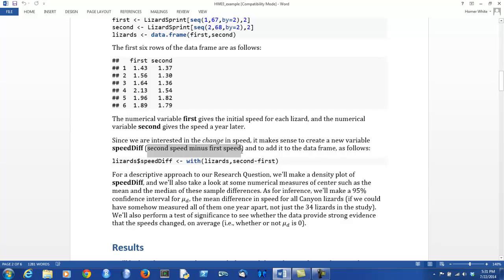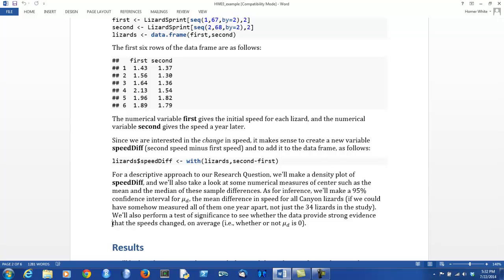And for extra convenience, we're going to add that new variable to the data frame lizards using this code here, which we'll explain later in the second video. Creating the speed differences on their own as a separate variable is a convenient thing if you want to study the speed differences using your descriptive statistics.